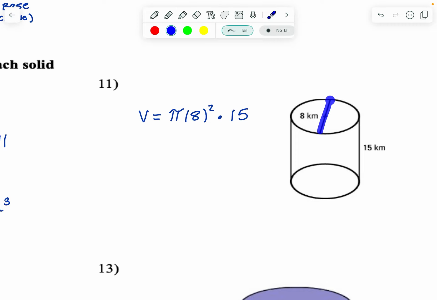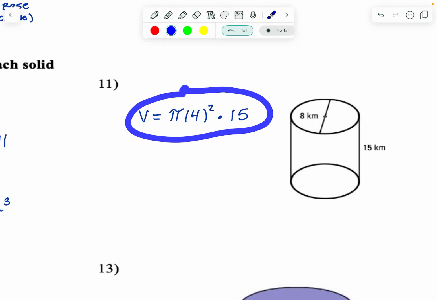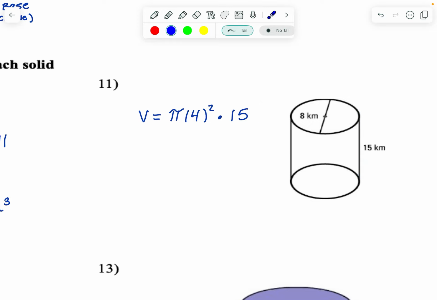Is 8 the radius of that circle? No, it's the diameter. Right? When we're using area, we do not want to use the diameter. We only want to use the radius. Pi r squared times height, the distance between those two circles.